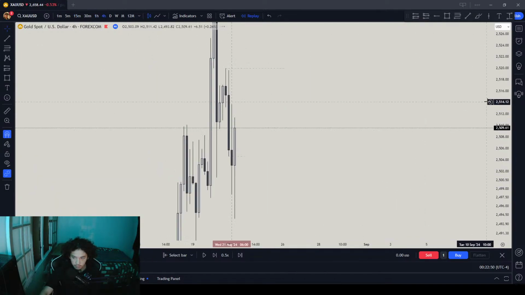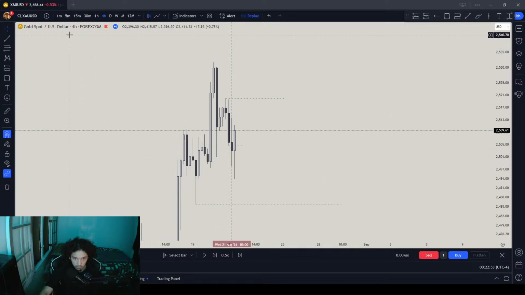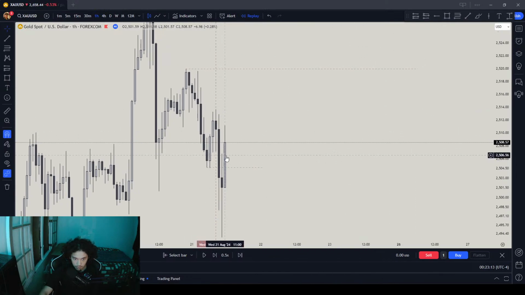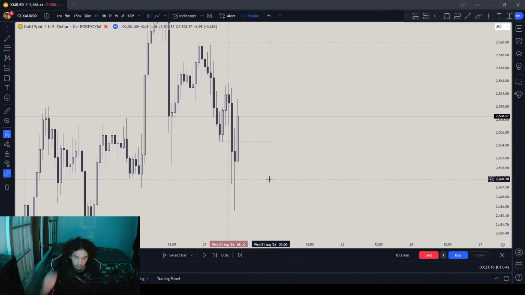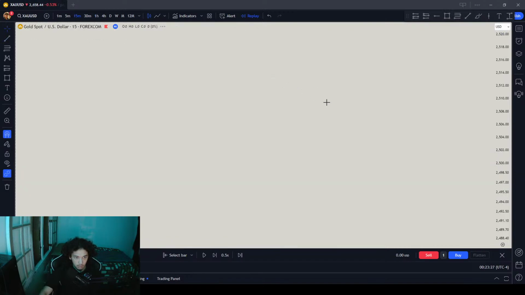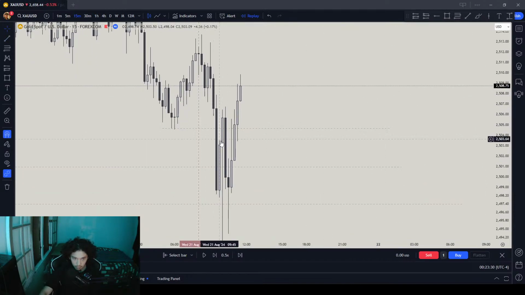Okay, so the 4-hour is still bullish for me, because the market went from internal to external, then from external liquidity to internal, then from internal to external. Okay, so we're bullish. We've got an internal fair value gap here. I'm looking to long out of these sweeps because the market is already bullish.